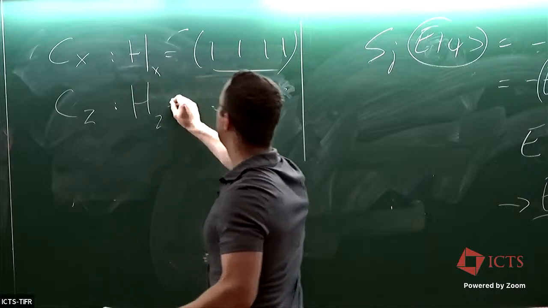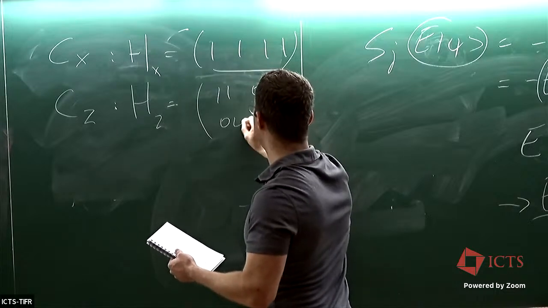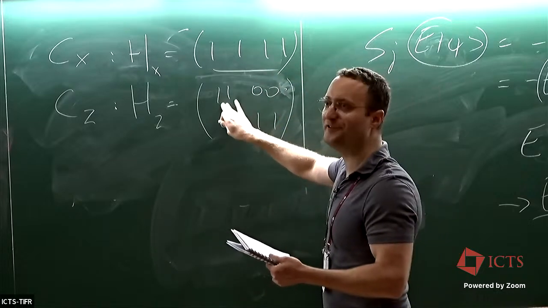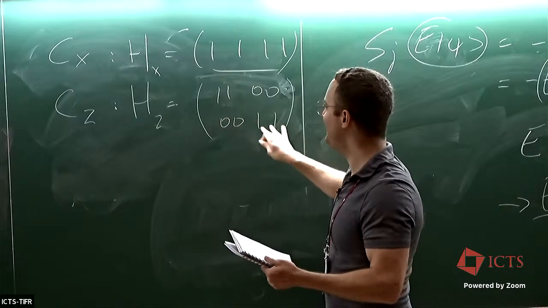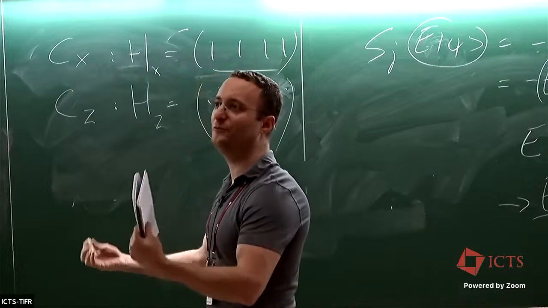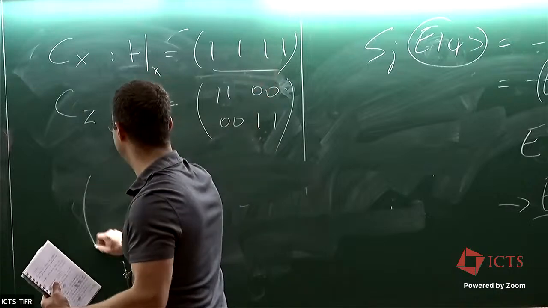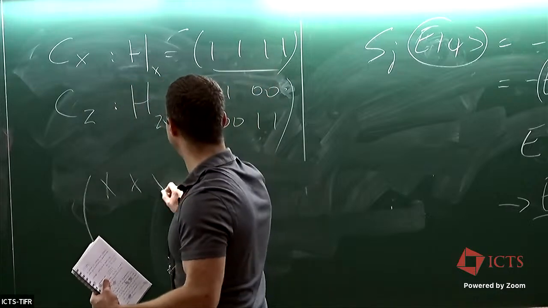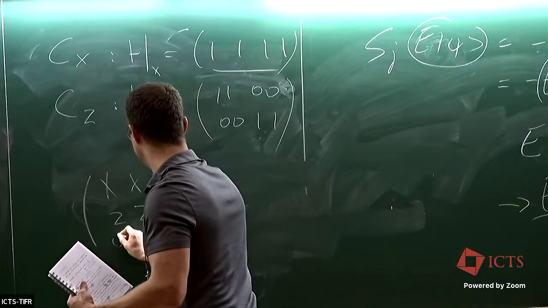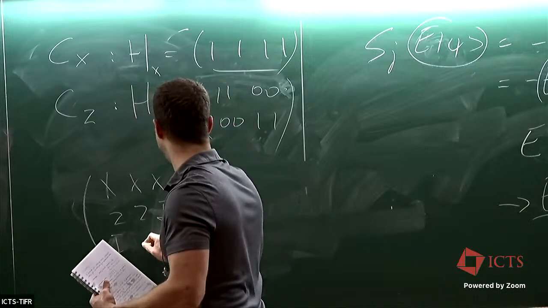And now I have classical code number 2. It's 1100, 0011. This one checks whether the first two are the same and the second two are the same. And now you can see it coming, right? When I want to make a CSS code, I combine these two by turning these ones into X's and these into Z's, and the zeros into I's. And this will be a quantum code.